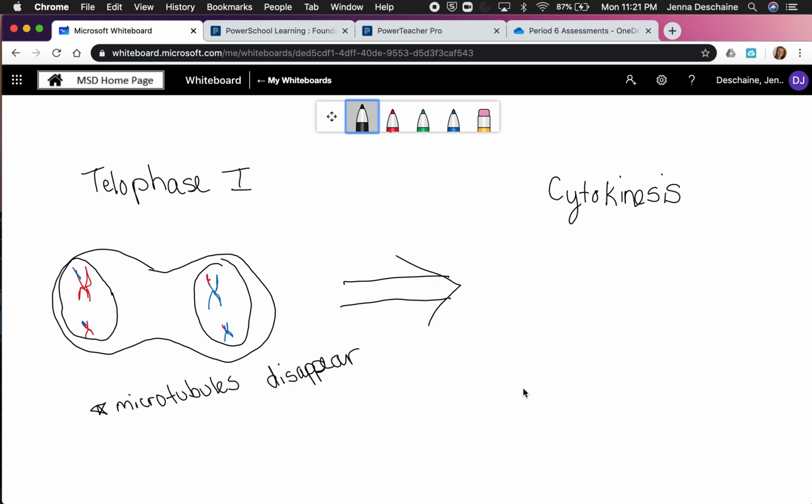All right, and the very last part of meiosis 1 is cytokinesis, okay? What happens during cytokinesis is we have the, oops, hang on. My board fell off a little bit, so I had a wonky circle.